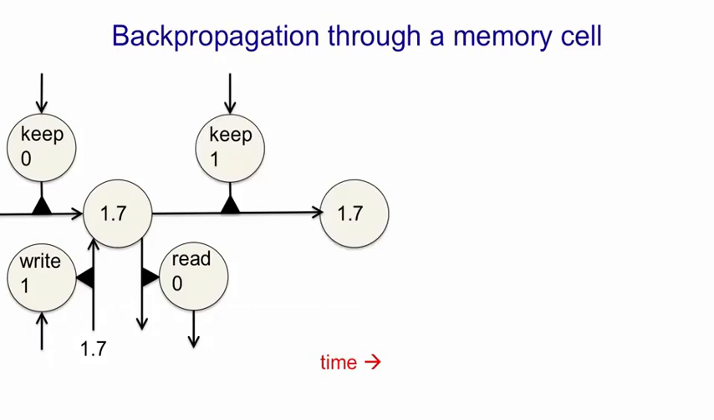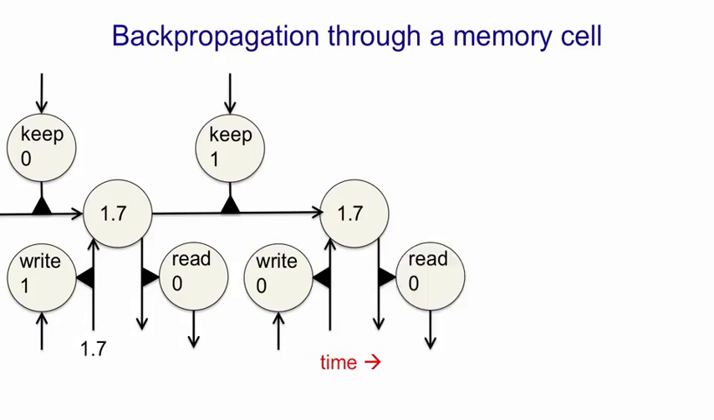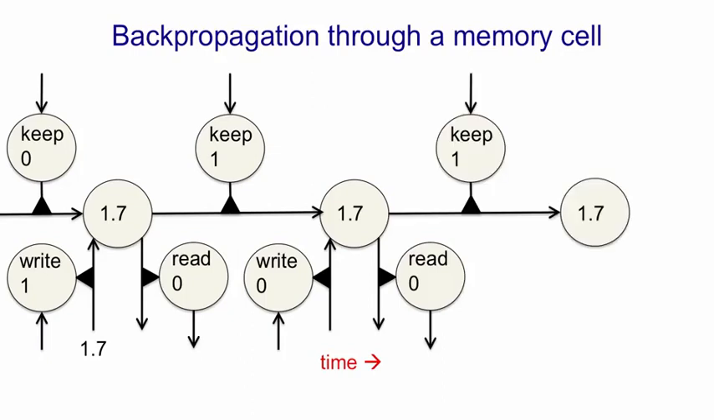We then set the keep gate to 1, or rather the rest of the neural network has to set the keep gate to 1, and that means that the value is written back into the memory cell. It's stored. At the next time step, we're going to set the write gate to 0 and the read gate to 0, so the information isn't influenced by what's going on in the rest of the net, and it doesn't influence what's going on in the rest of the net. It's insulated. Again, at the next time step, the keep gate is set to 1, so the information is stored for one more time step.